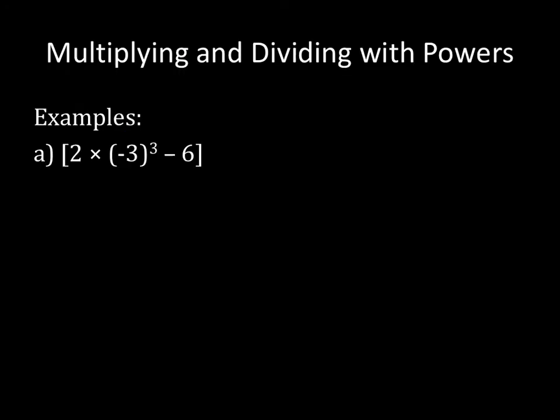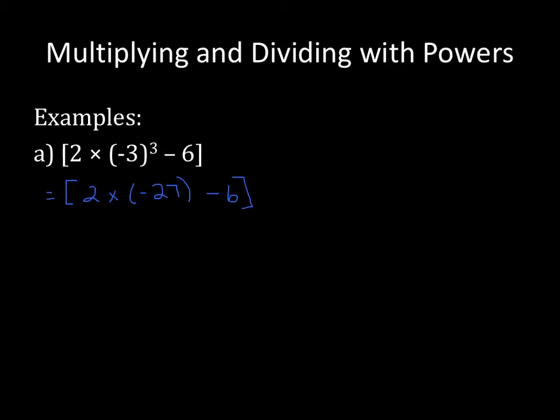Now let's look at how to multiply and divide with powers. In this example, 2 times negative 3, cubed, minus 6. I'm going to evaluate everything in brackets first. So I have negative 3 cubed, which is negative 3 times negative 3, which is 9, and 9 times negative 3 is negative 27, minus 6.